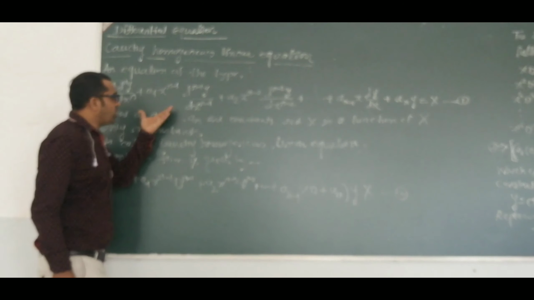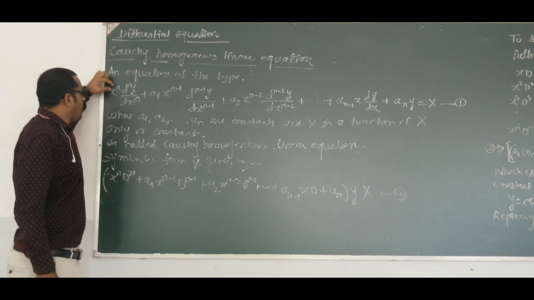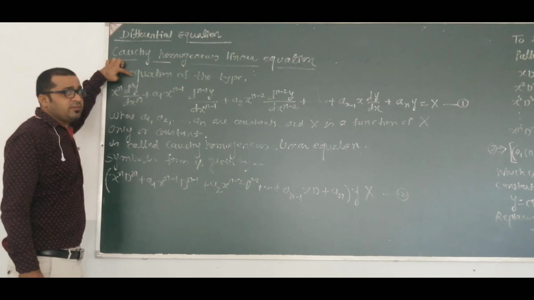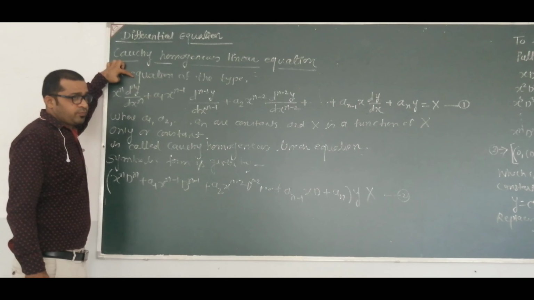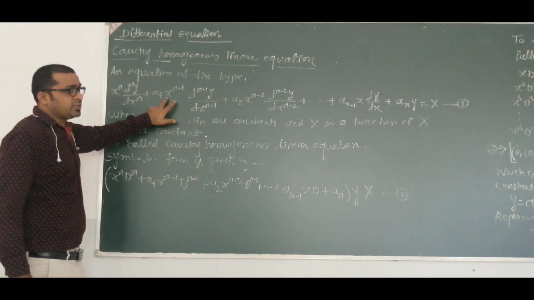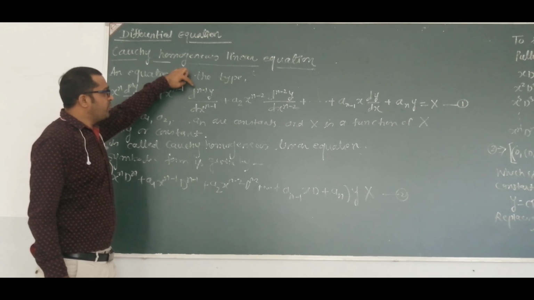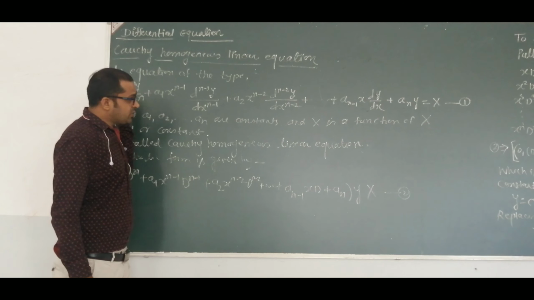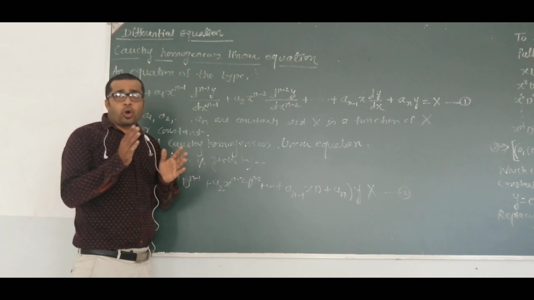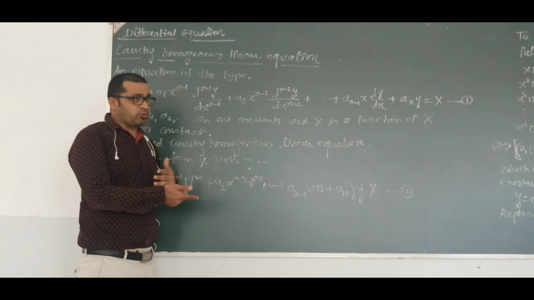So if you look at this equation and observe it, the power of x is the same as the order of derivative. Okay, here the power of x, what is it? n minus 1, order of derivative n minus 1. So such an equation is called the Cauchy Homogeneous Linear Equation.